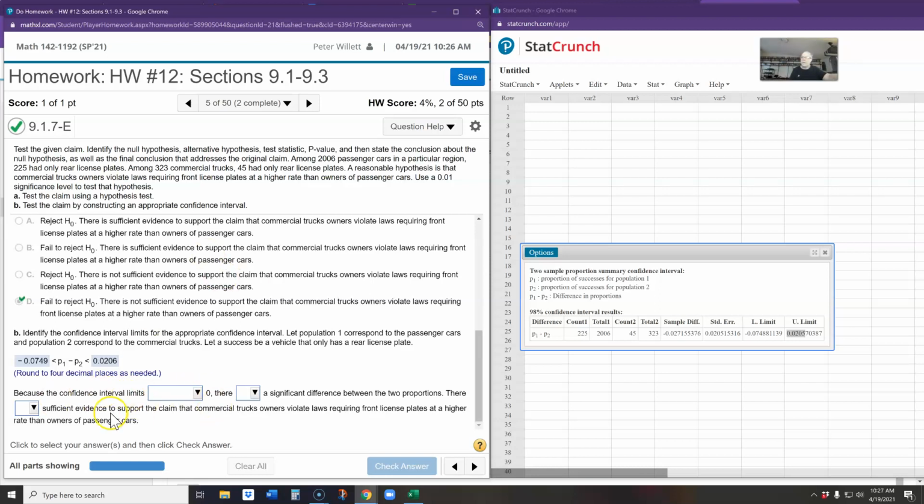So to fill in this conclusion here, we say because the confidence interval limits contain 0, there is not a significant difference between the two proportions. There may be none at all. There is not sufficient evidence to support the claim that commercial truck owners violate the laws at a higher rate, because there may be no difference between them at all.